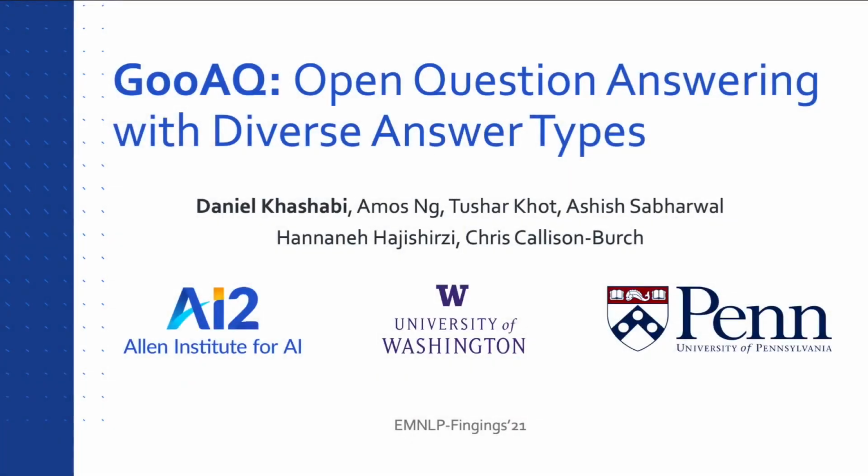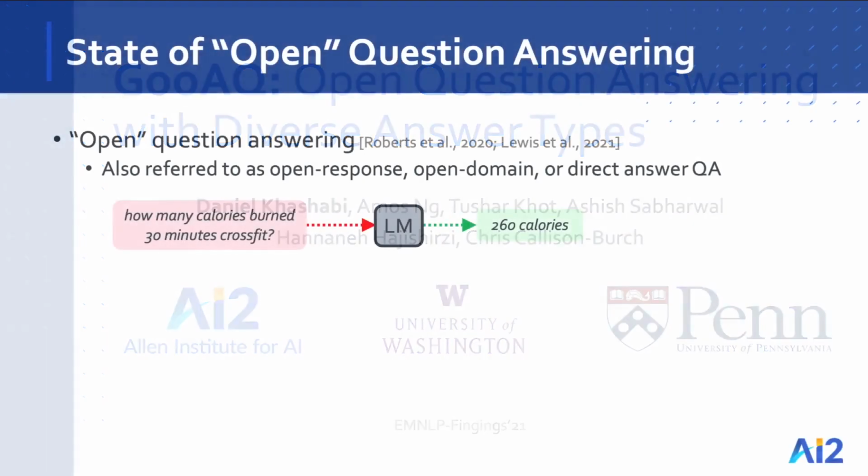Hi, I'm Daniel Khashabi, and this is a short video presentation on our EMNLP paper titled GooAQ: Open Domain Question Answering with Diverse Answer Types. This is a joint work with collaborators from Allen Institute for AI, University of Washington, and University of Pennsylvania.